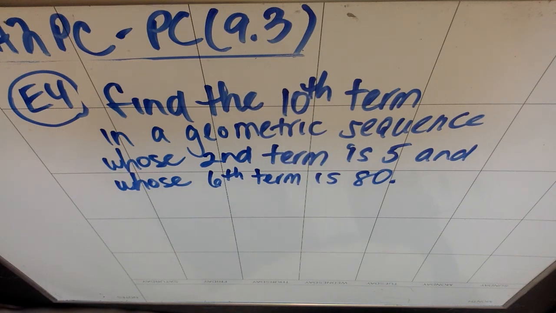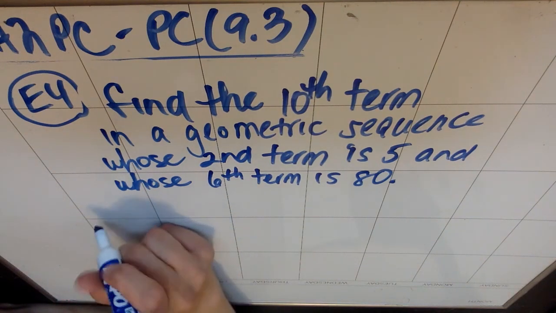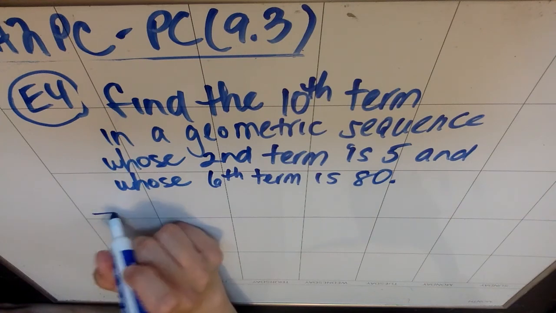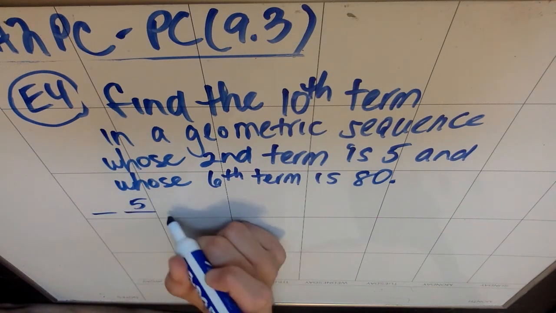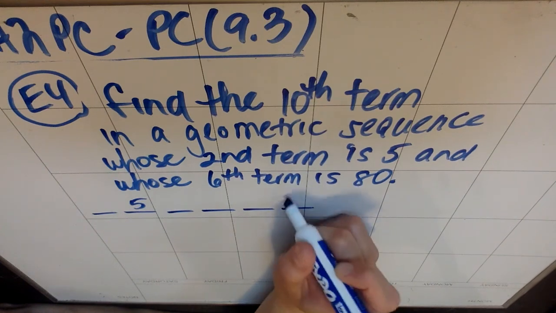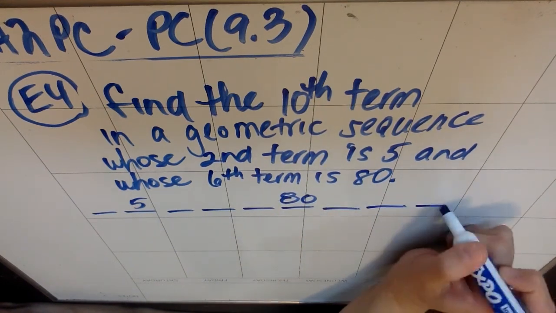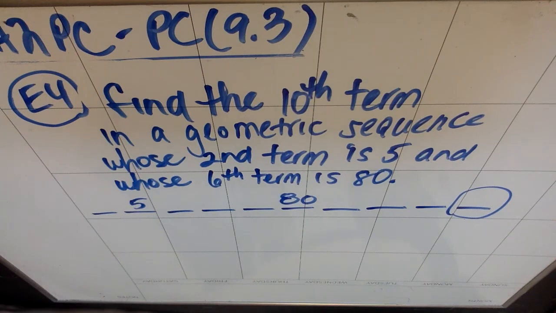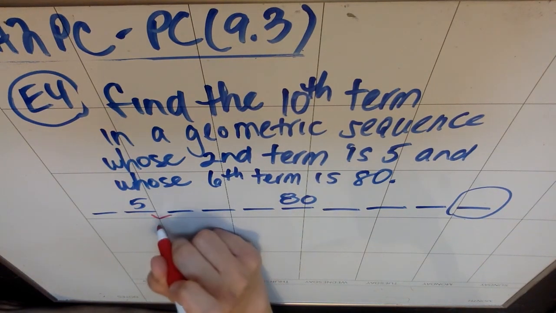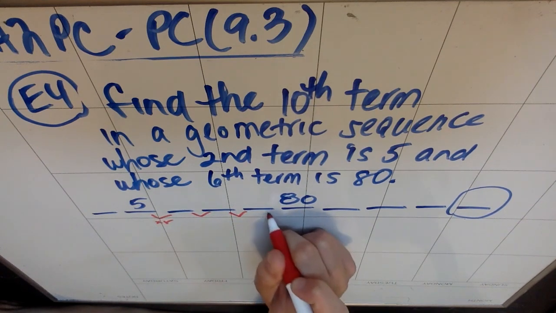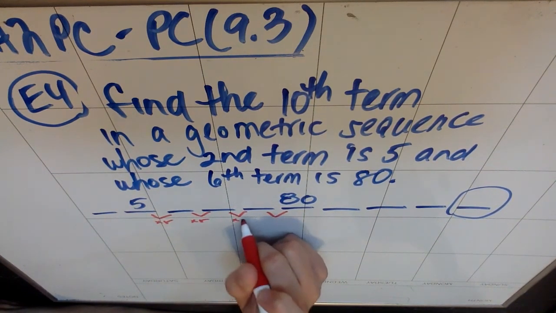Now, there are a couple ways to do this. You could find a formula for the nth term, although I didn't expressly ask you to, so you don't have to. One way is to figure out those blanks like we've done before, right? So we don't know the first term. Second term is 5. Third, we don't know. Fourth, fifth, sixth is 80. 7th, 8th, 9th, 10th. This is the one I want. One option is to fill in the blanks like this, and that's great. There's nothing wrong with that, because especially in this case, I'm only using the second and the sixth term, which are pretty close together. So you could figure out, hey, I'm multiplying by r 1, 2, 3, 4 times, right?